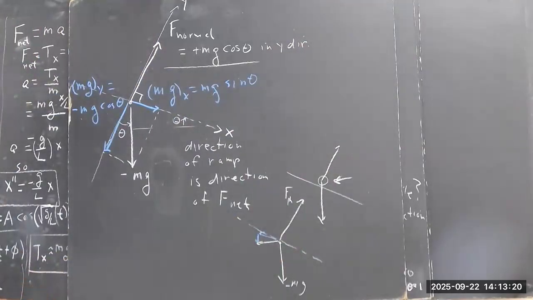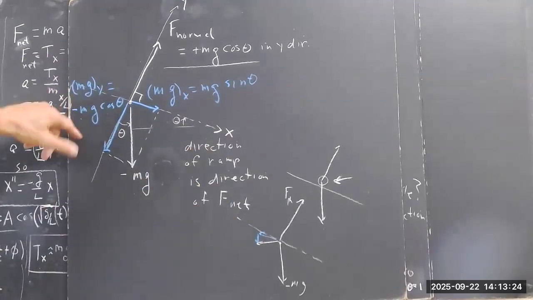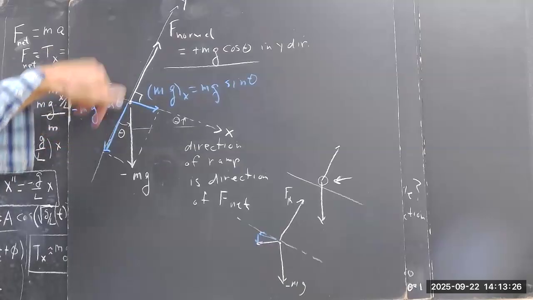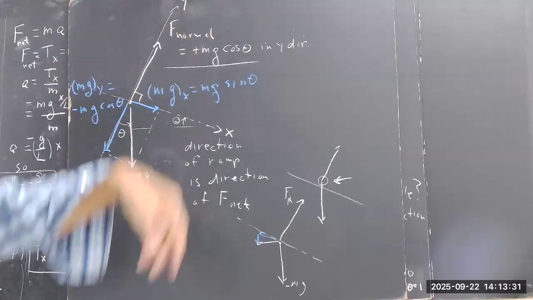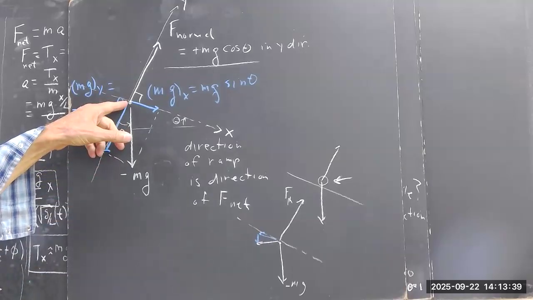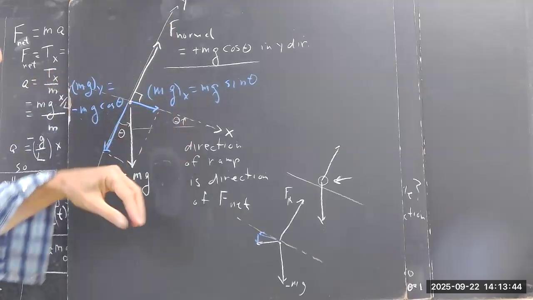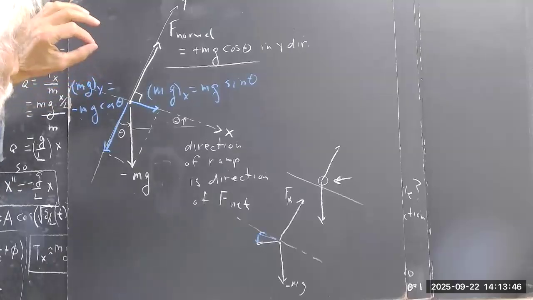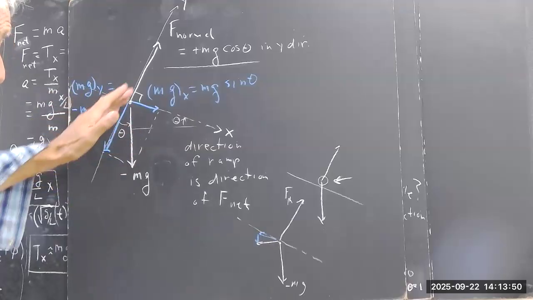We could use i and j vectors if we wanted. Call this mg sine theta i. Call this one negative mg cosine theta j. And call this plus mg cosine theta times the j vector. General principle is that normal forces, contact forces of this nature, are perpendicular to the surface between whatever object is touching the surface and that surface.